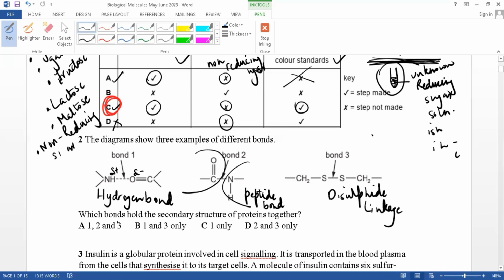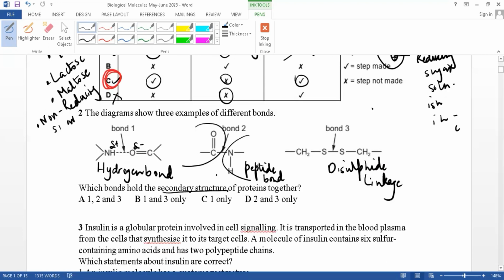So which bond holds the secondary structure of proteins together? In the primary structure, we know it's the peptide bond. And to become a secondary structure, alpha helices and beta pleats, hydrogen bonds come in between. So the one which holds the secondary structure is the hydrogen bond, and that is bond one only.